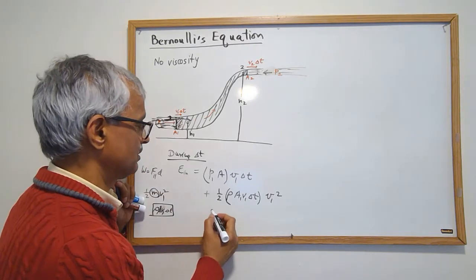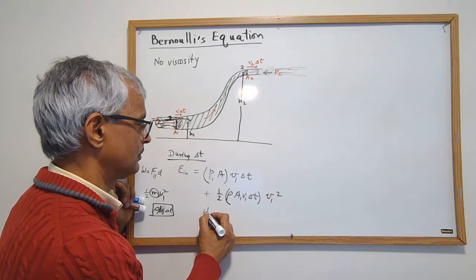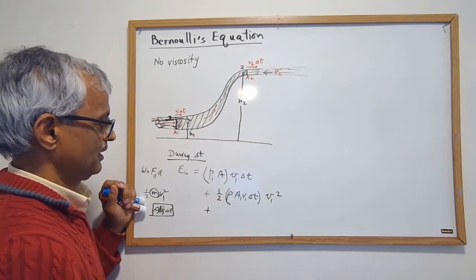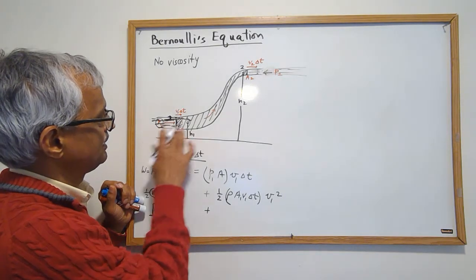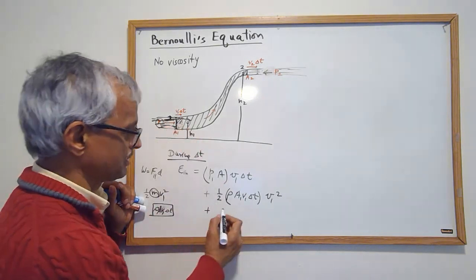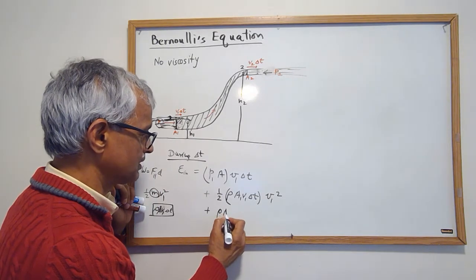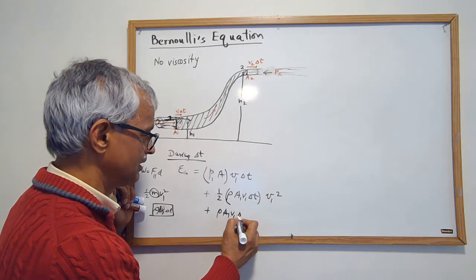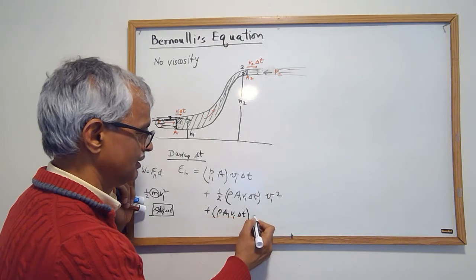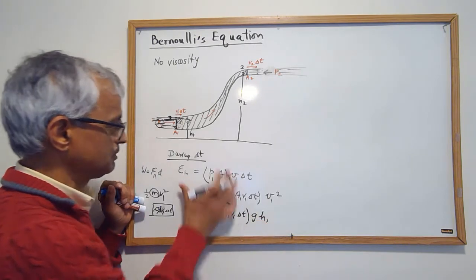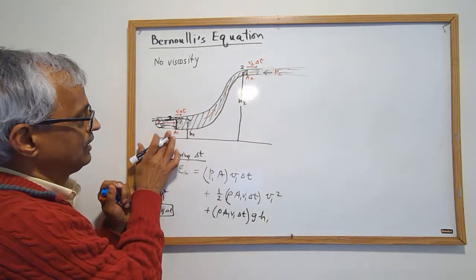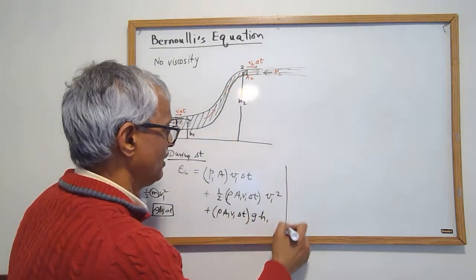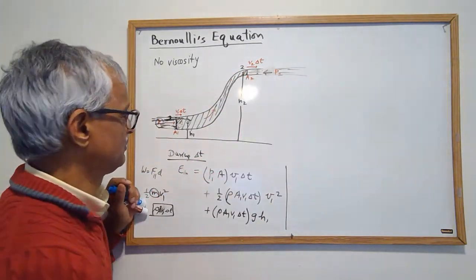Okay, so how much is the potential energy? The fluid that's coming in brought some potential energy. So rho times A1 V1 delta T times g h1. So this much energy is coming inside this space at this point. How much energy is leaving over there?